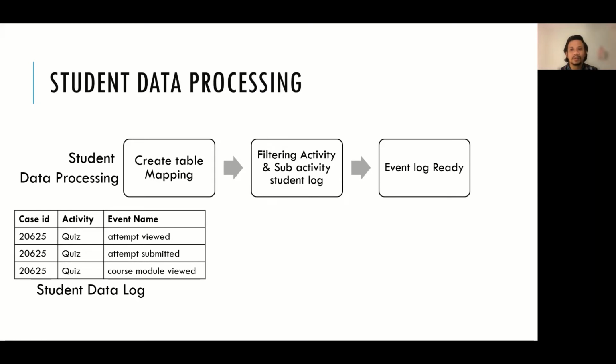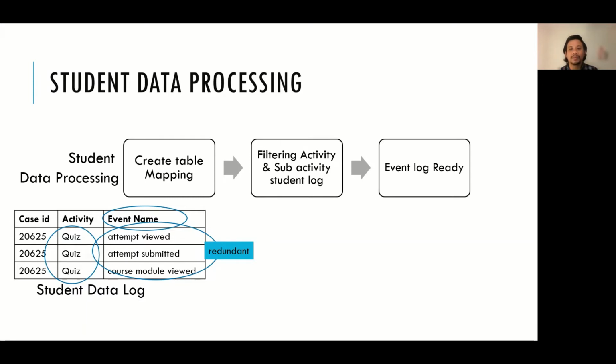In the student data log, there are case ID, activity, and event name attributes. For one activity, there is more than one event name. For example, quiz has more than one event name like attempt, view, attempt submitted, and course module view. That is called redundant.